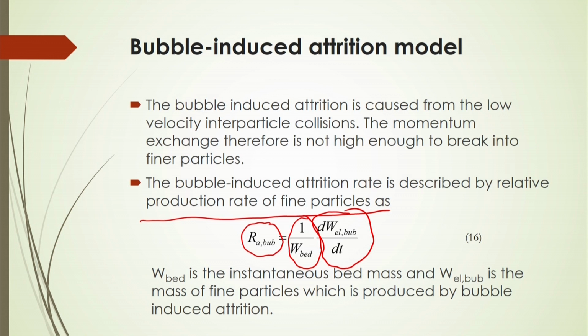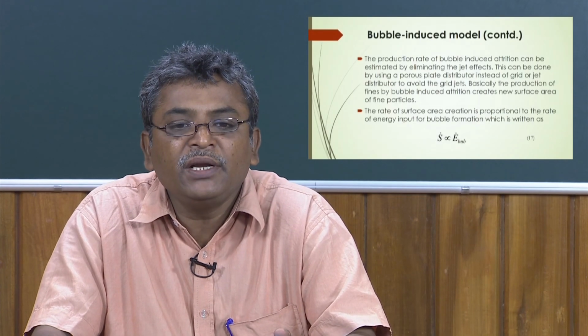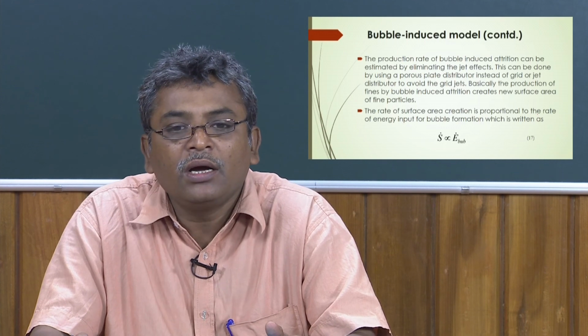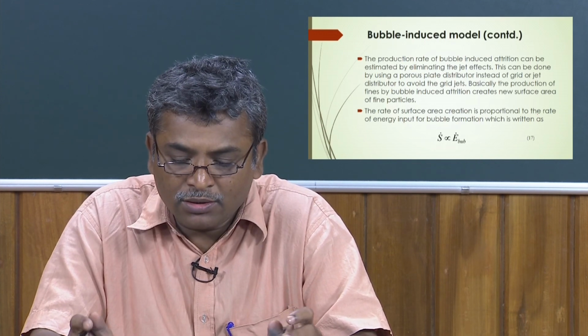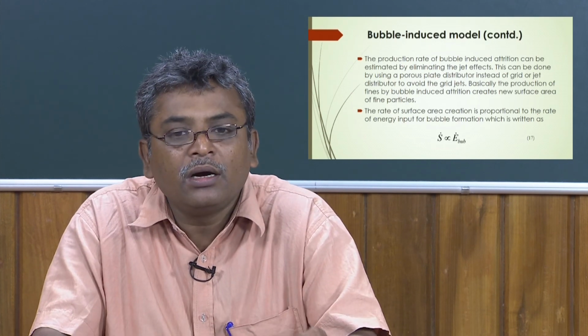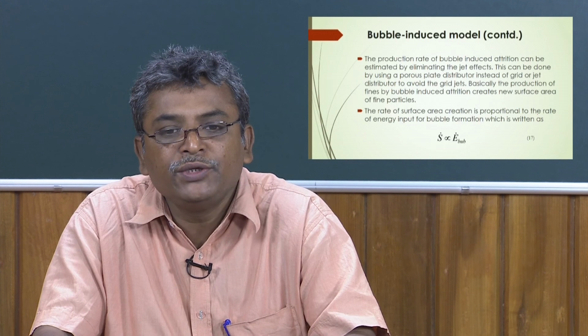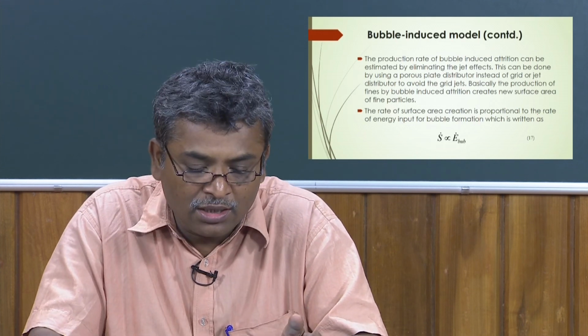Now, W_bed is the instantaneous bed mass and W_EL,bub is the mass of fine particles produced by the bubble induced attrition. The production rate of bubble induced attrition can be obtained by eliminating the jet effects, and this can be done by using a porous plate distributor instead of a grid or jet distributor to avoid the grid jets.